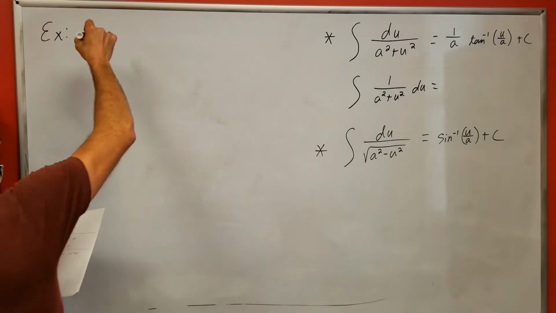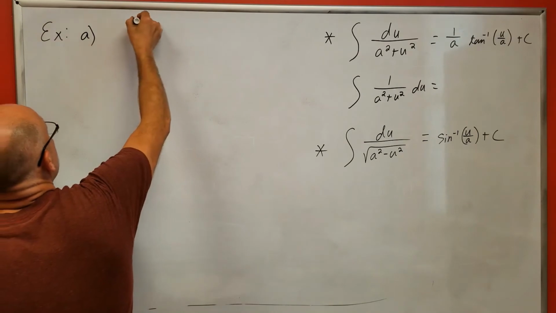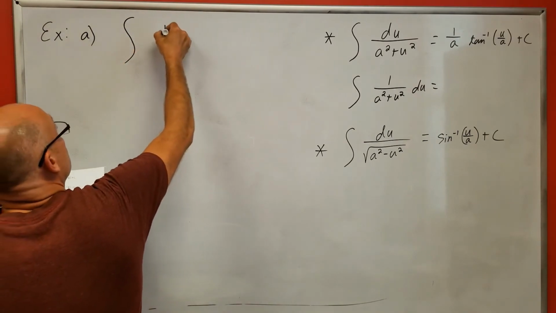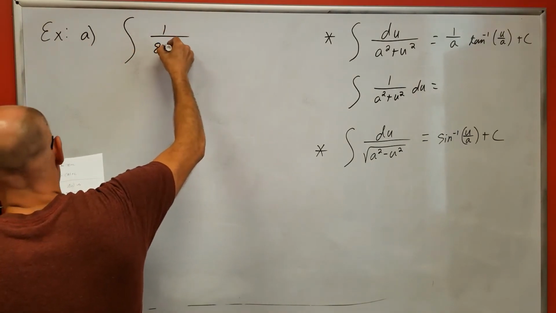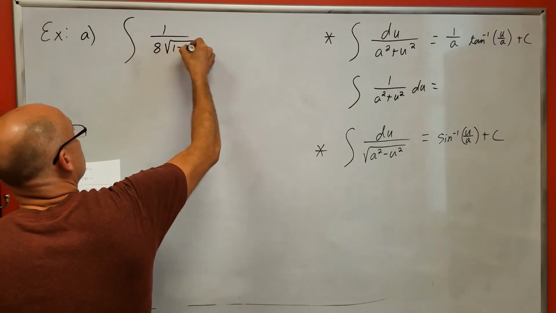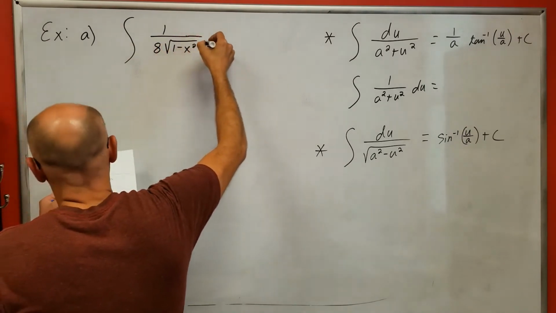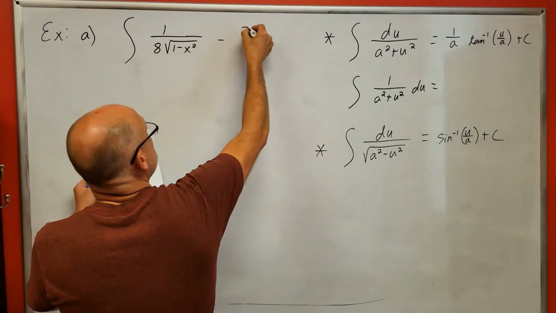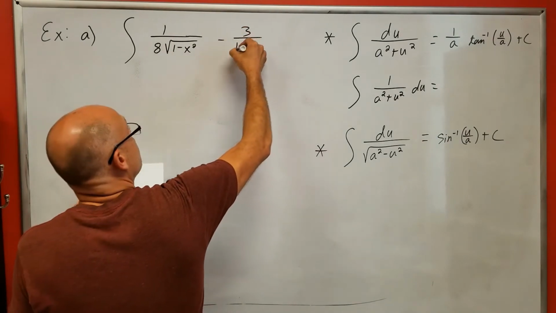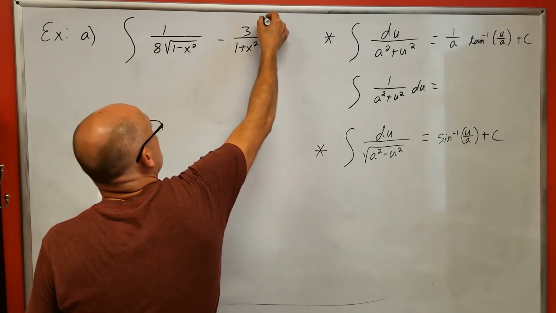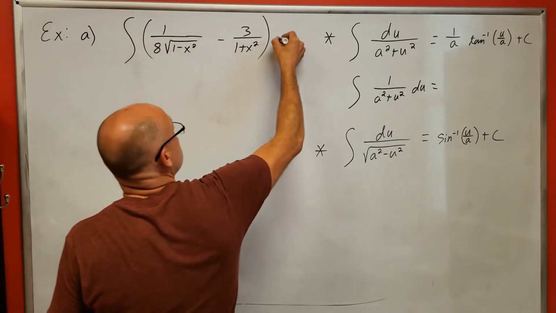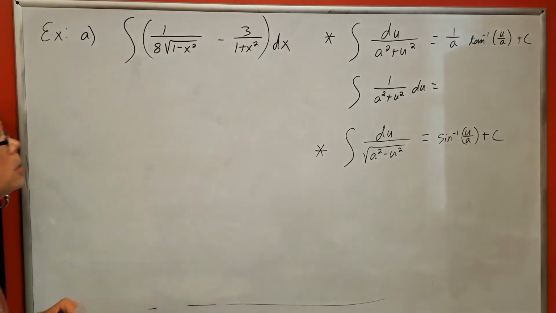All right, let's look at part A here. Part A says, let's integrate 1 over 8 times the square root of 1 minus x squared, minus 3 over 1 plus x squared, all in parentheses, dx. Let's look at that.